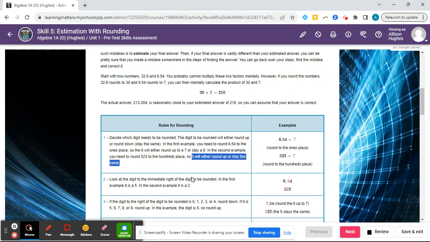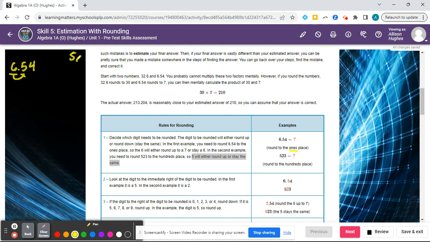So in their example on the rounding, you have 6.54. So I'm going to go ahead and write that off to the side over here, 6.54, and they're going to round it to the ones place. So if we look at our number in the ones place, here's my decimal, so just to the left of the decimal is your ones place. We don't know whether we're going to keep that 6 the same or we're going to round up. So we have to look to the right of our number that we're going to round, and that will tell us whether to round up or keep the same.